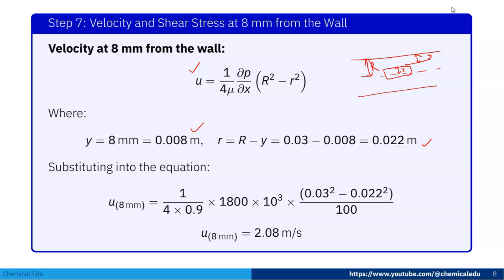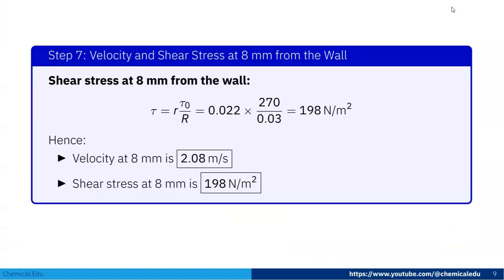So now we can plug all these values, 1 by 4 into 0.9, then dp by dx, so that is 1800 into 10 to the power 3 by 100, and then R square that is 0.03 square minus 0.022 square. So we'll get U at 8 mm from the wall, so that is 2.08 meter per second.